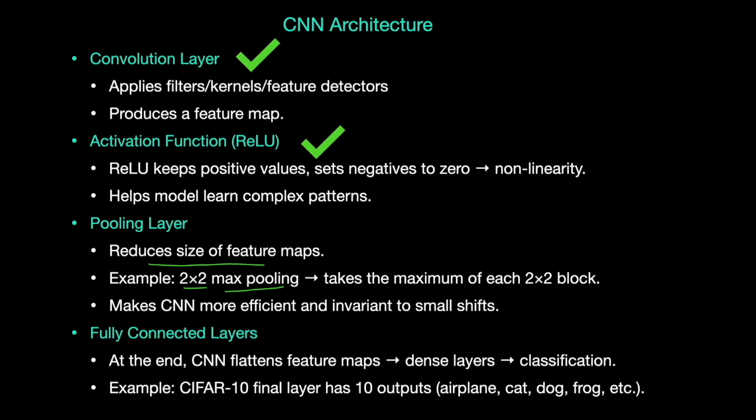Pooling also makes the model faster, lighter, and more robust to small shifts or distortions in the input image. And this makes CNN more efficient.